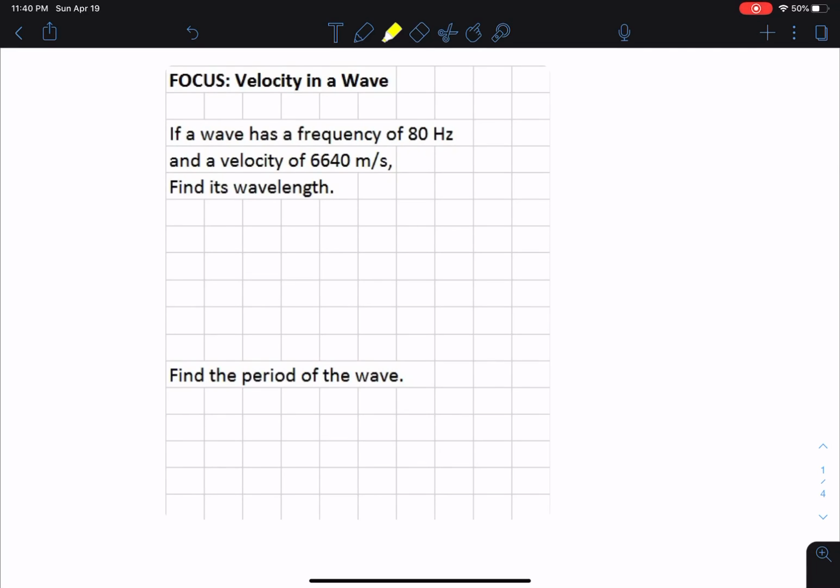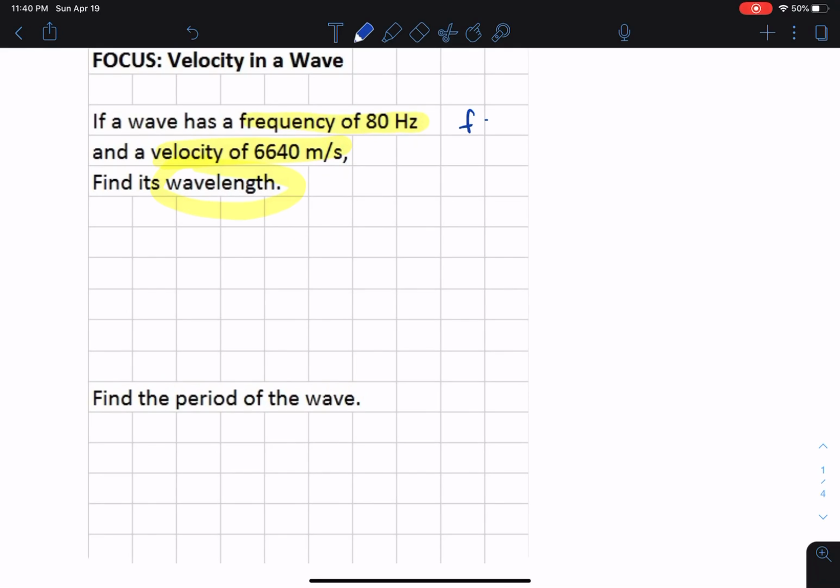equation. It says, if a wave has a frequency of 80 hertz and a velocity of 6,640 meters per second, find its wavelength. So to do that, we're going to need to look in the reference table to see if we can figure out if there's an equation that has frequency, which we know is 80, and velocity, which we know is 6,640 meters per second. And we want wavelength.